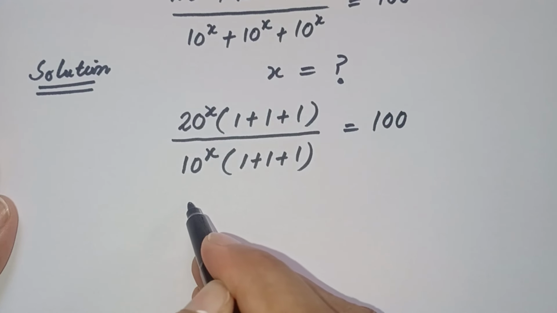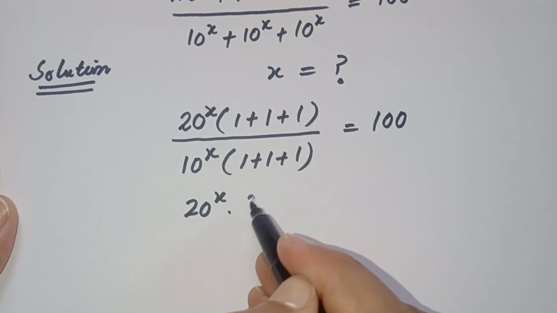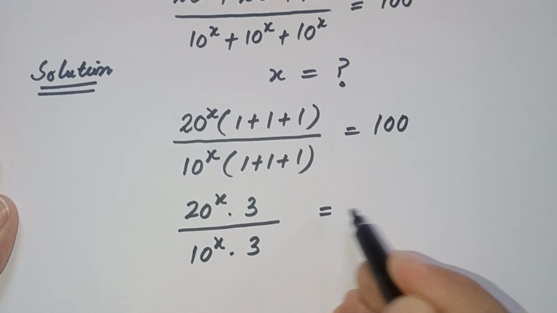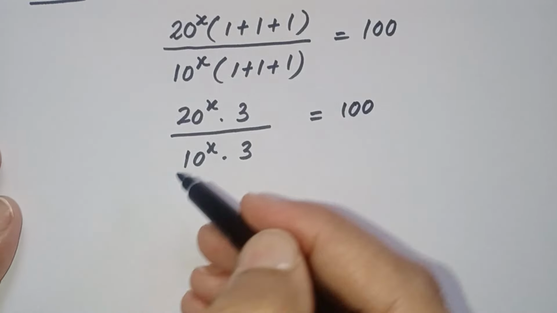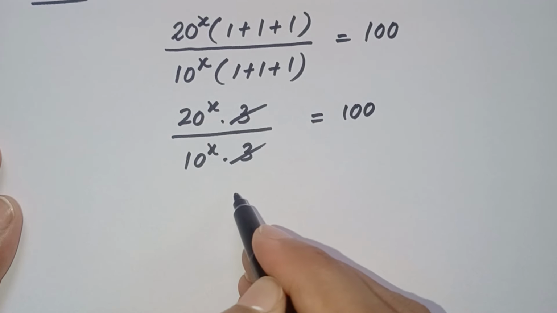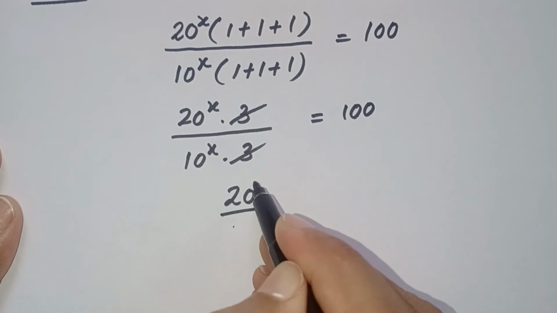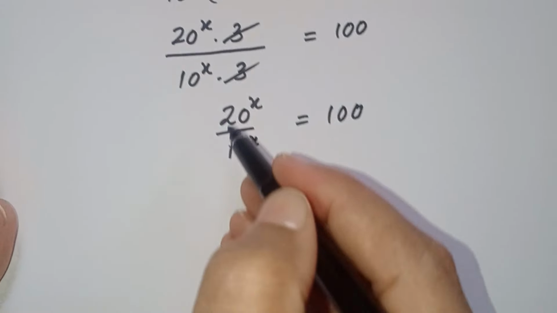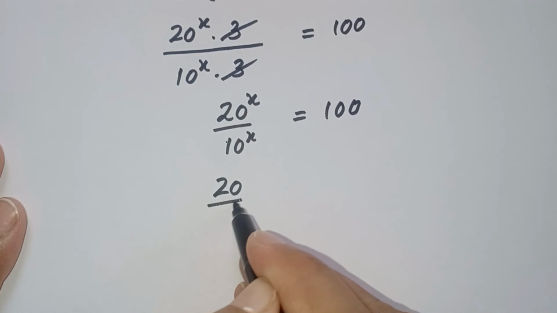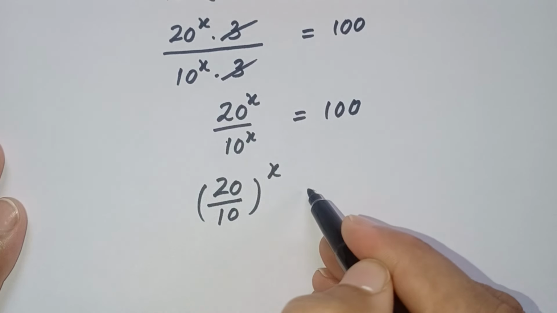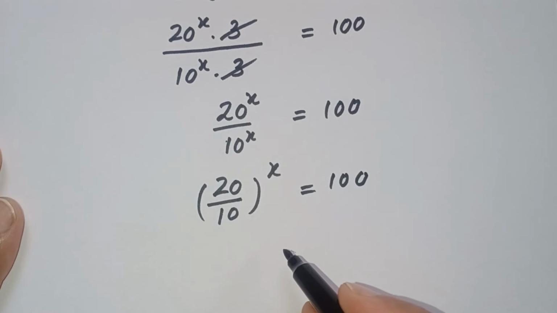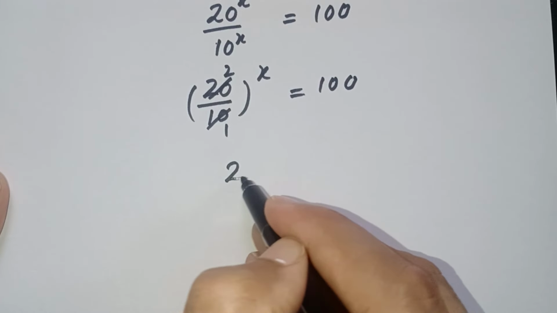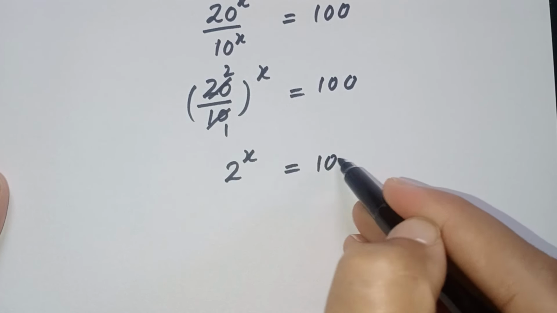So it will be 20^x. Here we will get 3, divided by 10^x times 3, is equal to 100. This 3 will go with the 3. We will get 20^x over 10^x is equal to 100. Now we can write this expression as (20 over 10) whole power x is equal to 100. Now 20 divided by 10 gives 2. So we will get 2^x is equal to 100.